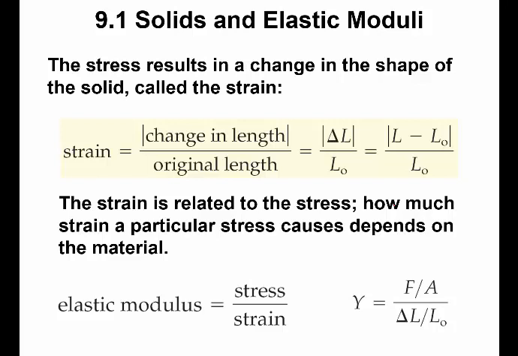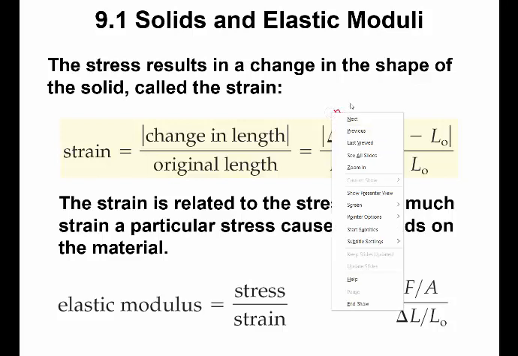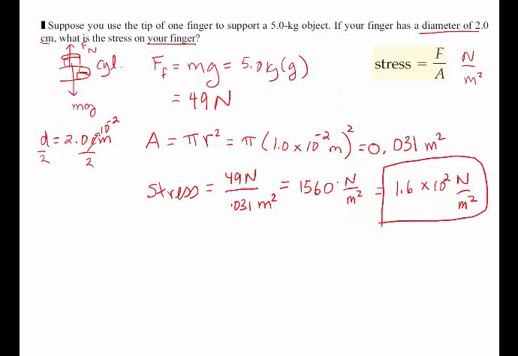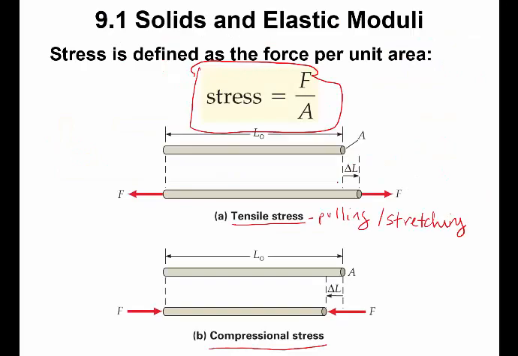Obviously, strain has no units, because our change in length is going to be, say, in meters, and then our original length might be in meters. If our change in length is in centimeters, and this is in meters, then we obviously have to change our units, but strain has no units. Strain is related to the stress. We could see that in our picture here 2 slides ago.